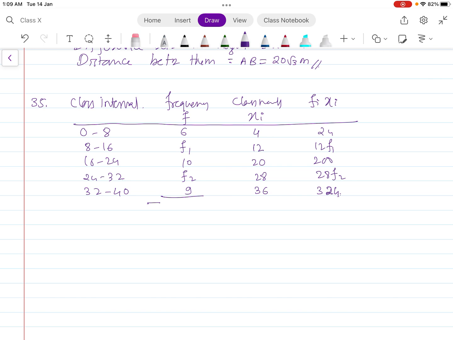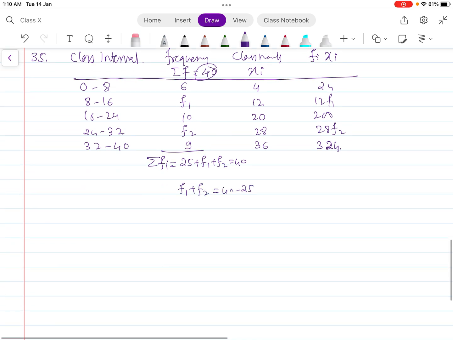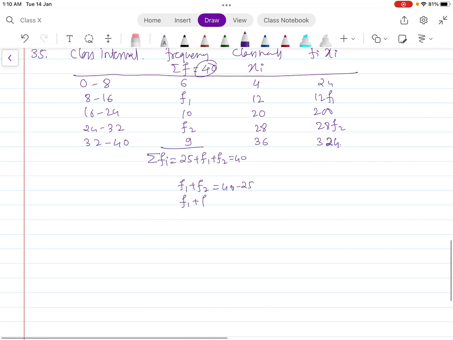Now finding the summation of fi. Summation of fi is nothing but 6 plus 10 is 16, plus 9 is 25, plus f1 and f2, which are unknown. But they have given the total frequency in the question, the sum of fi, as 40. So I am going to use that here. Therefore 25 plus f1 plus f2 equals 40, so f1 plus f2 equals 40 minus 25, which is 15.